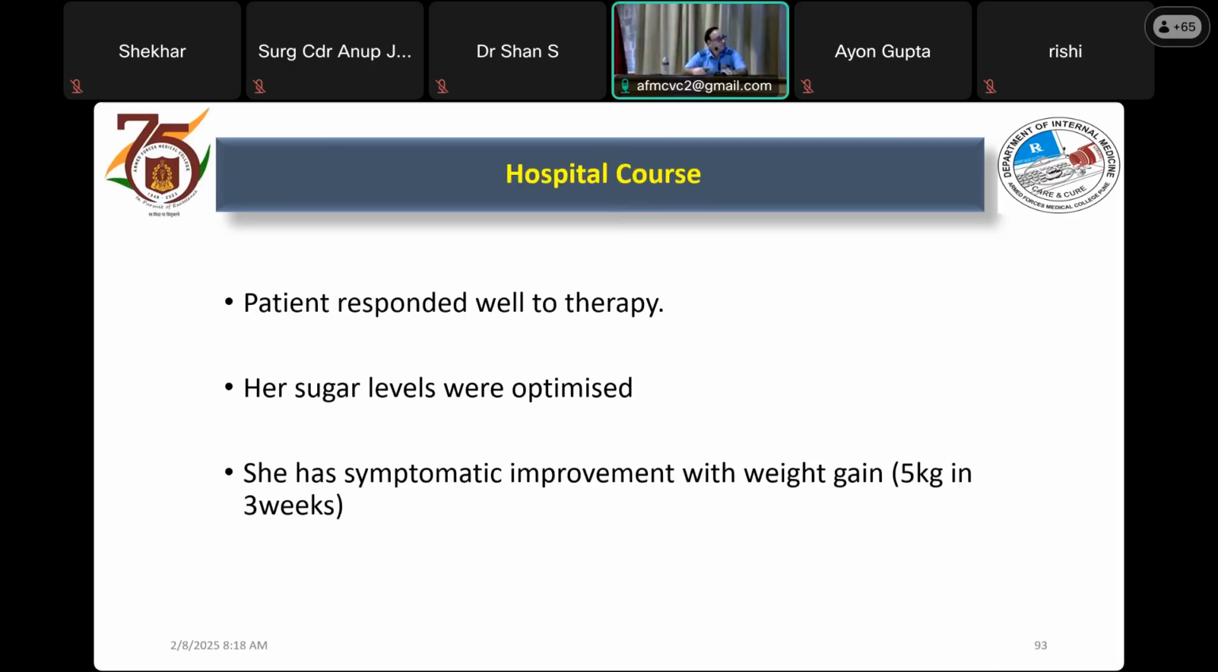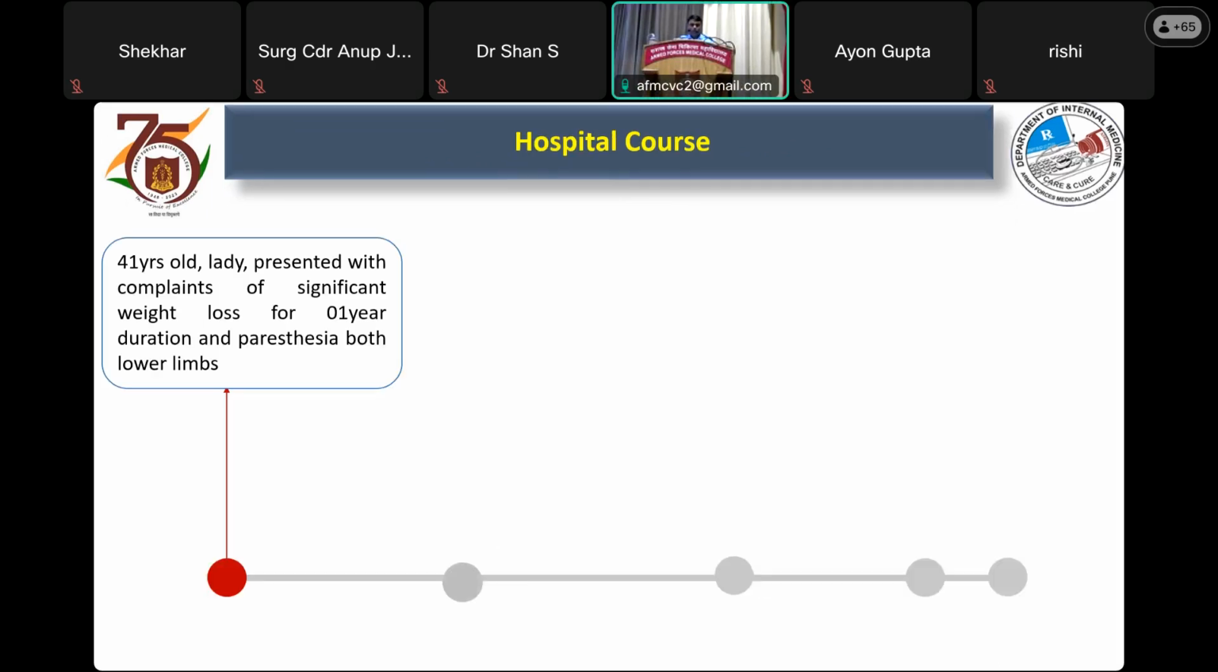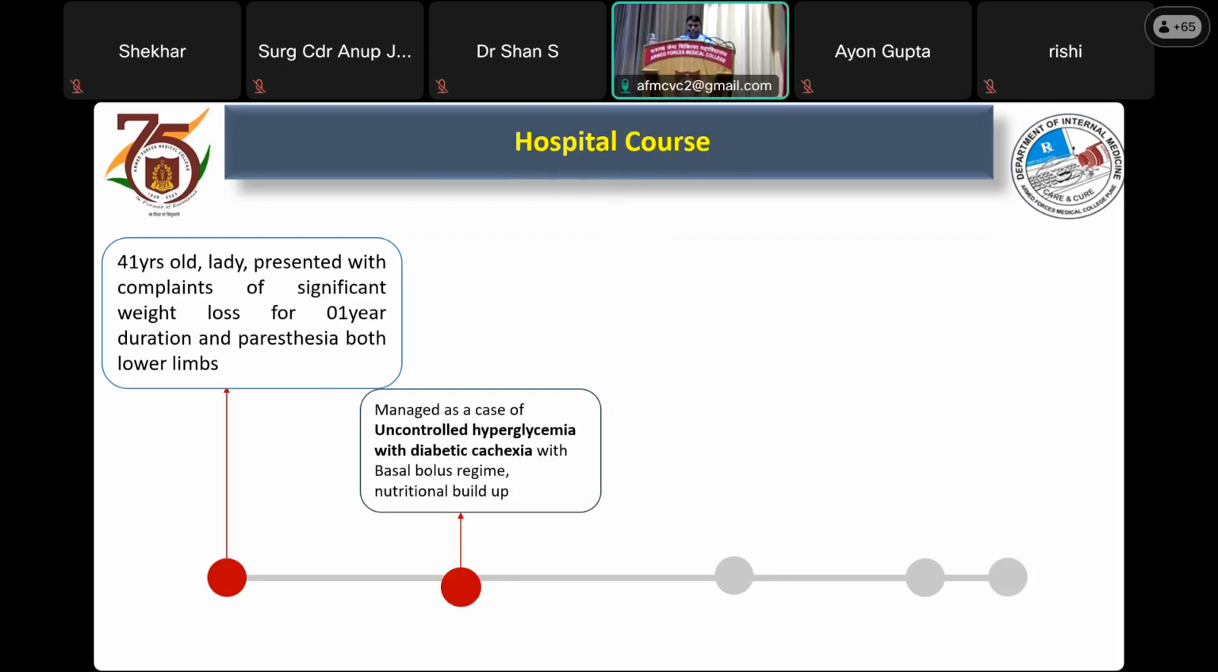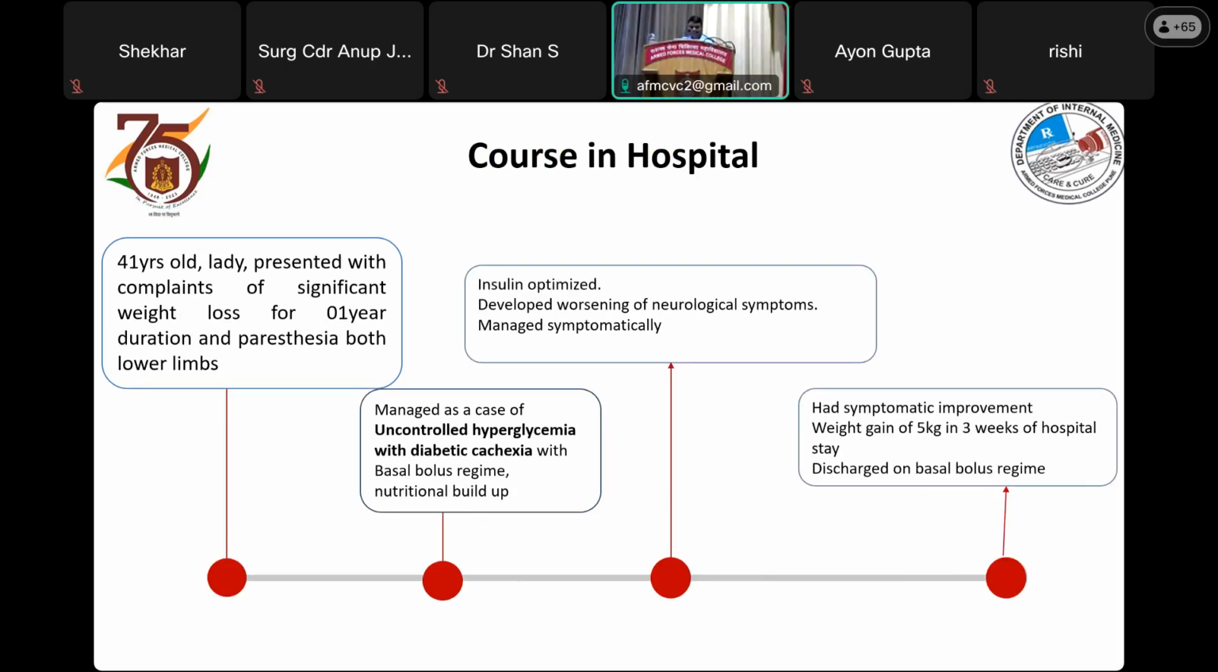Coming to the hospital course, my patient responded well to the therapy. Her sugar levels were optimized. She had symptomatic improvement with a weight gain of 5 kgs in 3 weeks. Summarizing the history, we have a 41-year-old lady who presented with complaints of weight loss for 1 year with paresthesia of both lower limbs. She was managed as a case of uncontrolled hyperglycemia, diabetic cachexia, with a basal bolus regimen and nutritional buildup. Her insulin was optimized. However, she developed neurological worsening, which was managed symptomatically. She had symptomatic improvement with a weight gain of 5 kgs in 3 weeks during the hospital stay. She was discharged on a basal bolus regimen.